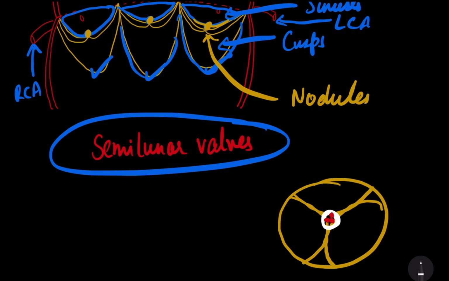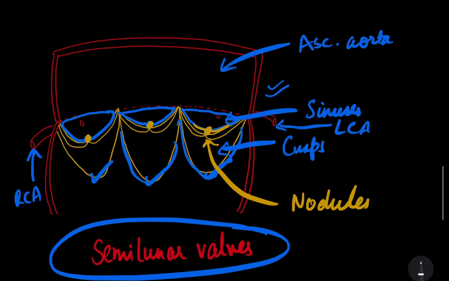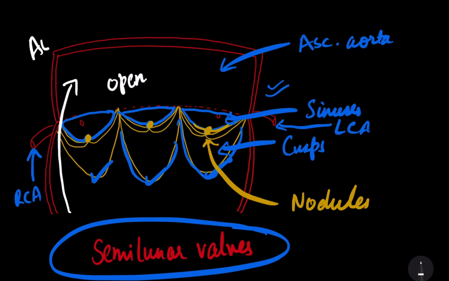Now, there is something interesting I want to share about the semilunar valves and their correlation with the coronary arteries. When the ventricles contract, these valves open, and blood gushes from the ventricles into the aorta and the pulmonary artery. But let us take the case of the aorta for now, which is depicted in this diagram.